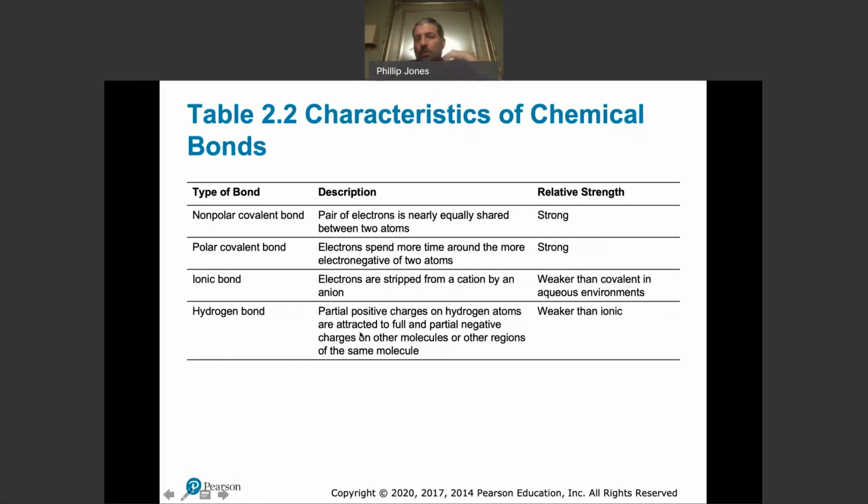So hydrogen bond, partial positive charges on hydrogen atoms are attracted to full or partial negative charges on other molecules or other regions of the same molecule. So the hydrogen bond, remember, it's very, very tiny. It has that small, weak little positive charge. So the hydrogen atoms are partially positive, that little free-floating electron. It's going to want to give it away. So it's got that slightly tiny, tiny positive charge. It's attracted to full or partially negative charges. It's going to find anything that's negative, like a magnet, to come together to, all right, and form a bond.